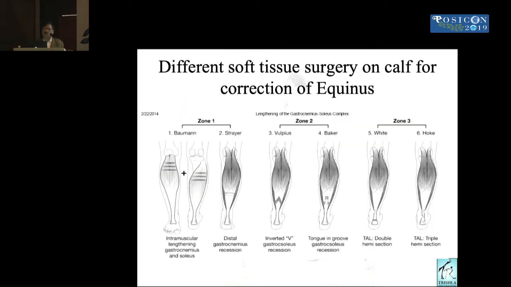There are different soft tissue procedures on the calf for correction of the equinus. In cerebral palsy, zone 1 surgery is very, very important. We have to be very, very careful in zone 3 surgeries. Zone 1 is Baumann and Strayer, zone 2 is Vulpius and Baker, and zone 3 is White and Hoke.